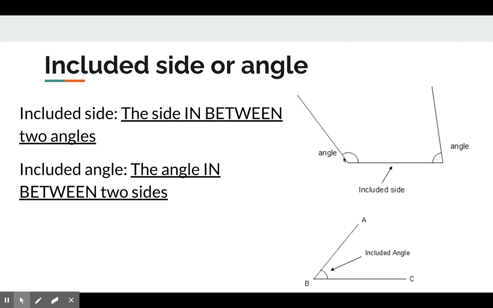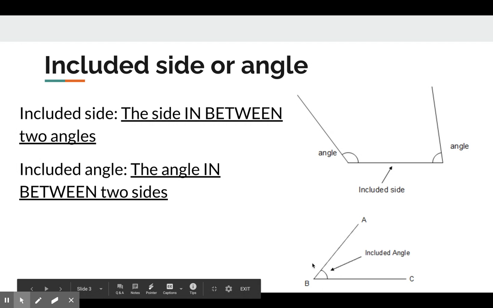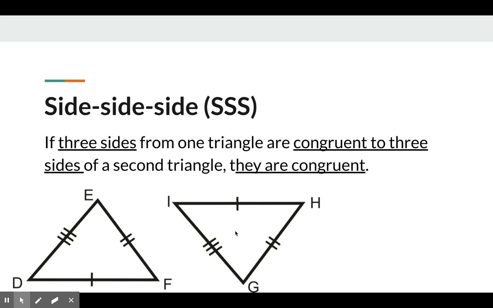As you can see right here, there are two angles, and the included side is the in-between side of those two angles. And the same thing for the included angle. The included angle is the angle in between two sides. So you have side AB and side BC. It creates angle B. So that is an included angle.